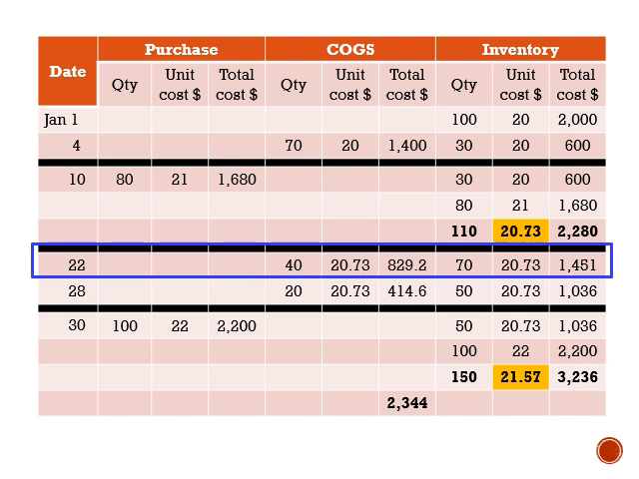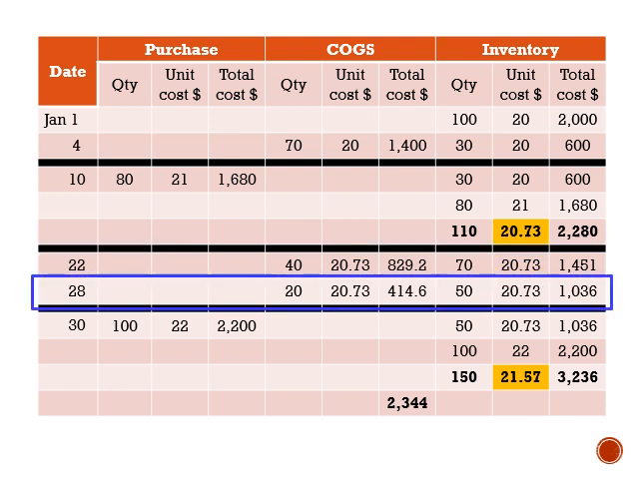On 22nd of January, there is a sale of 40 units. Since we already averaged the cost, it does not matter from which batch we sell. The cost of goods sold will be calculated using the average cost per unit calculated earlier. The balance at the end will be at 70 units with total cost of $1,451, rounded to the nearest dollar.